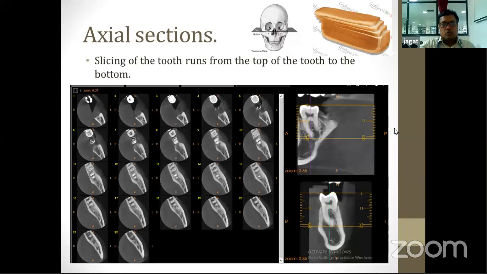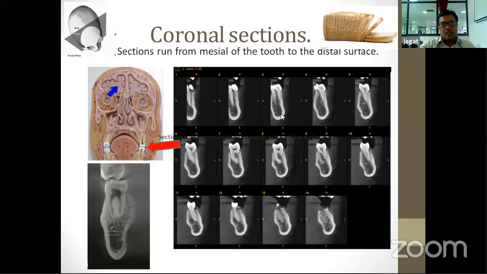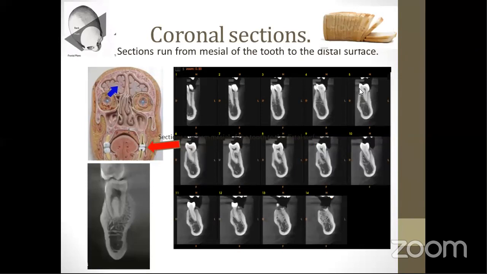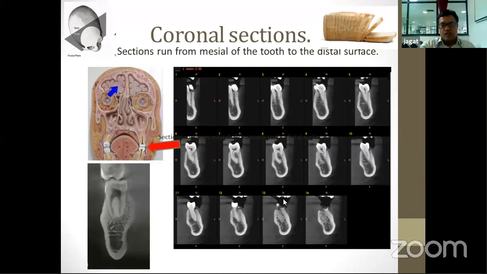The next one is the coronal section. You are running a mesiodistal slicing of the tooth. In a similar way, you will start seeing the teeth as you move from the mesial-most end to the distal-most end, and then you exit the tooth here. So this is coronal sectioning of the tooth. In this section, the buccal and lingual cortical plates are evaluable, and you will also get to measure the length in the buccolingual direction. Technically, very useful for implant planning. So that's your coronal section.